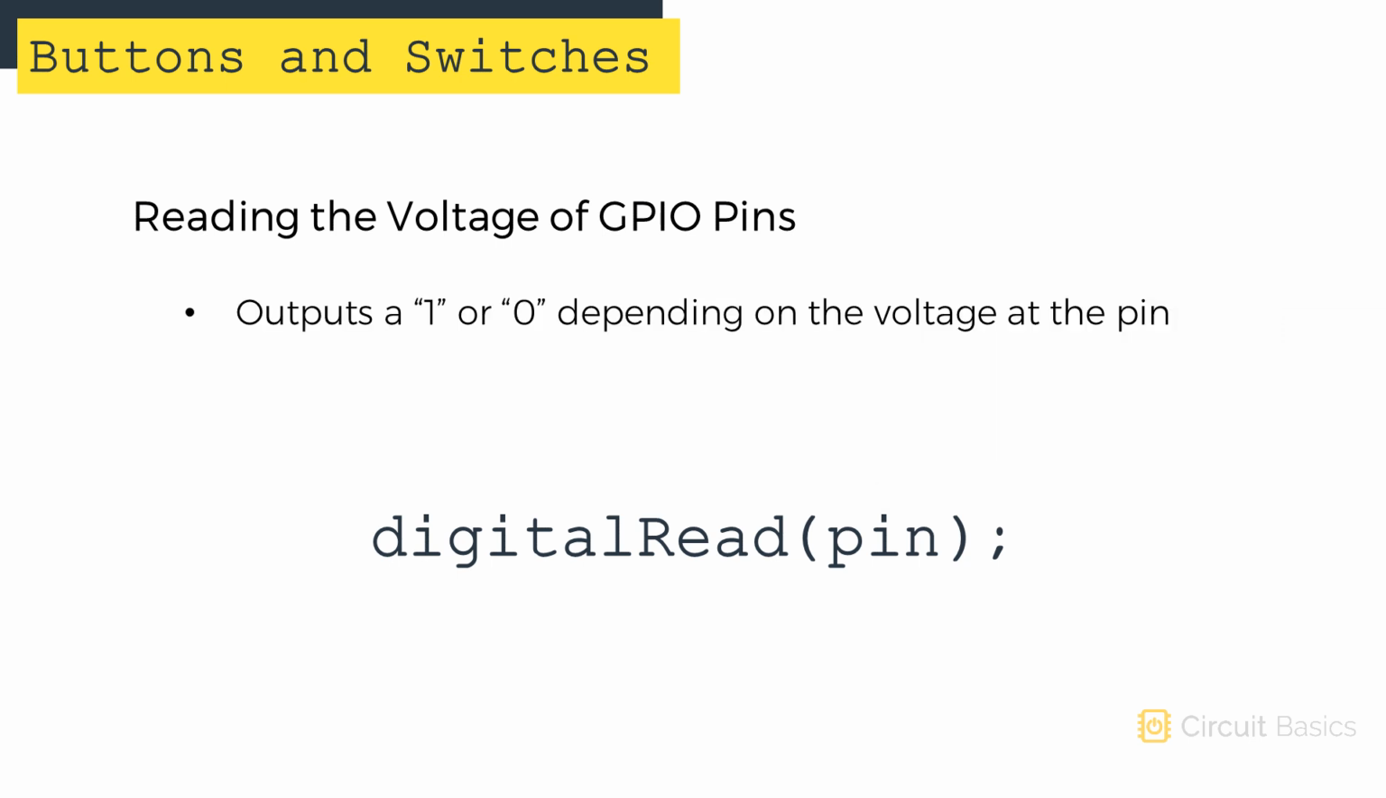Digital read outputs or returns a value of either 1 or 0, depending on the voltage detected at the pin. If there is a high voltage applied to the pin, the digital read function will return a value of 1. If there is a low voltage or no voltage at the pin, it will return a value of 0. Let's set up the circuit now, then we'll take a look at the sketch.